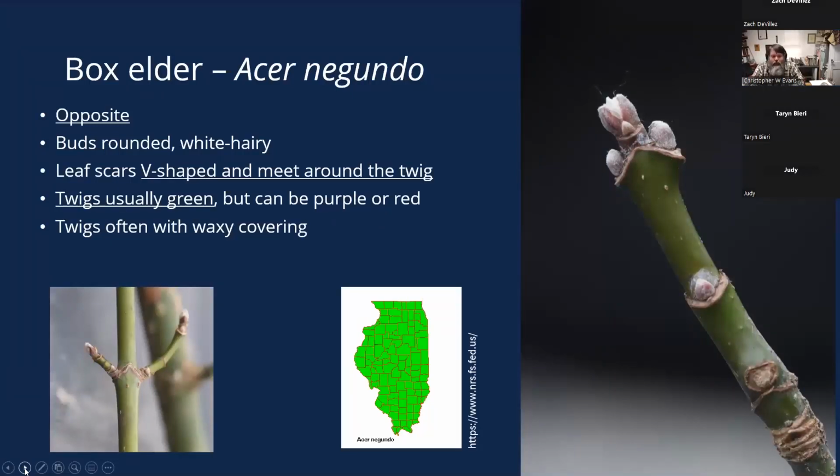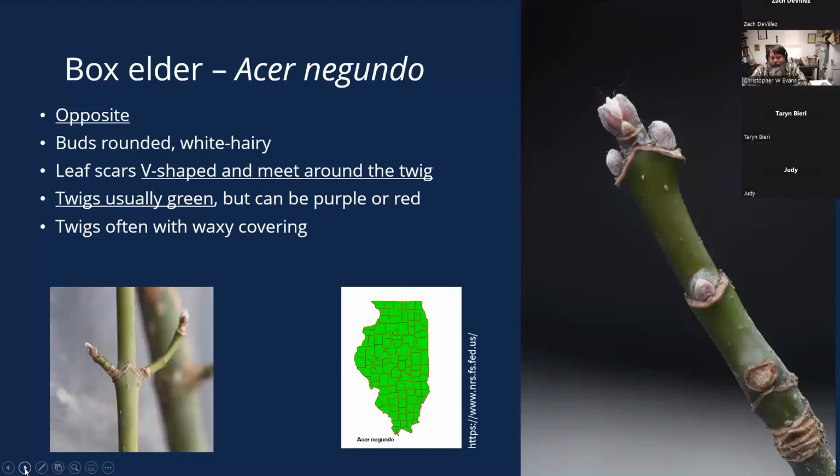So box elder, a lot of people don't even necessarily realize that it's one of our maples, but it is. It is opposite arrangement, as you can see in these pictures. The buds on box elder are really rounded, they're not pointed, and they're white hairy. So they often have white woolly hair on the buds. And then the leaf scars often are strongly V-shaped and actually meet up with each other around the twig. And so you can see that on the picture on the bottom left. You can see the leaf scars kind of creating this V that remains on the small twigs.